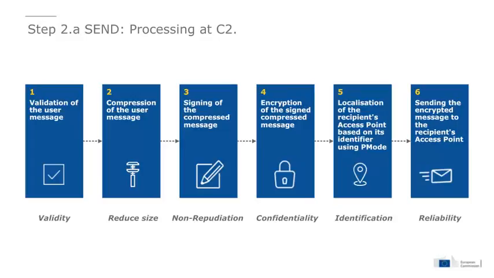These identifiers allow the user to search for an access point referenced in its registry. That can be either stored locally in the P mode, which is the configuration file that specifies the operations of Domibus, or globally in an SMP. The subject of an SMP will be covered in another video. Once that is done, it sends the encrypted and compressed message to the recipient access point.